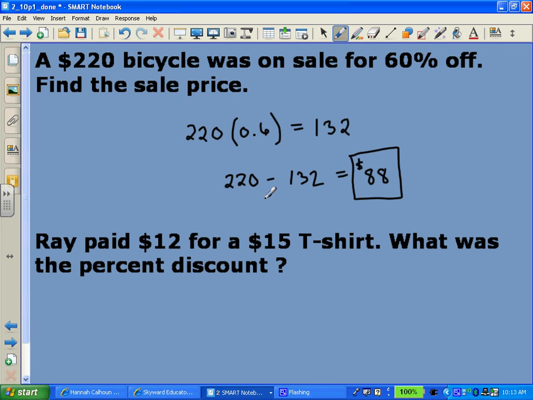Okay, next type, Ray paid $12 for a $15 t-shirt. What was the percent discount? So again, I'm going to do big minus little over the original price. The original price was $15. So that gives me 3 over 15. And then divide that, I get 0.2. So the percent discount was 20%. Okay? So those are the discount problems that you'll see, the two different types there.